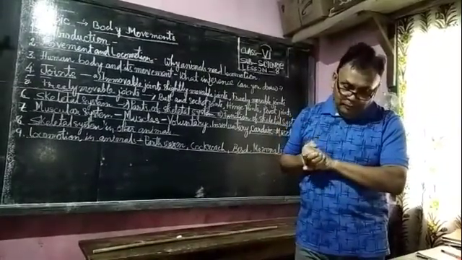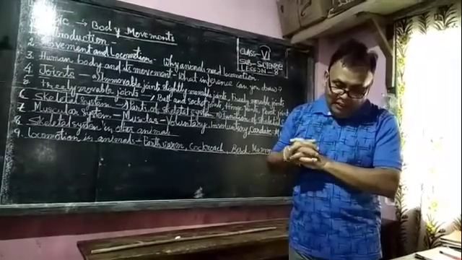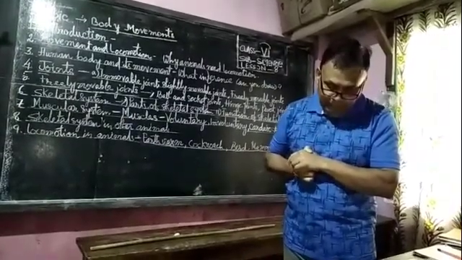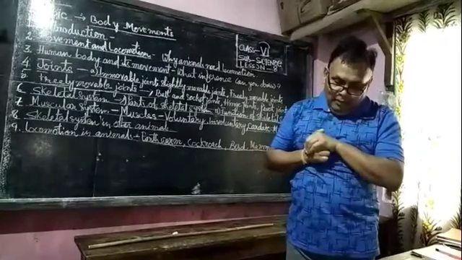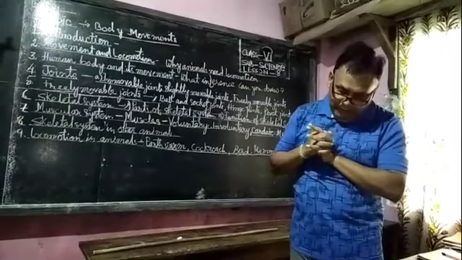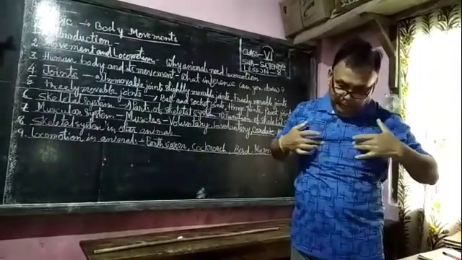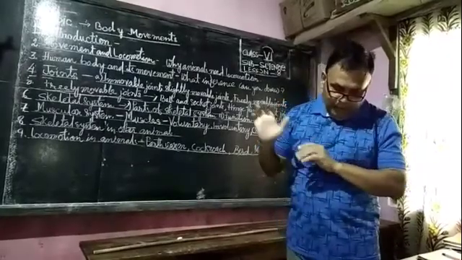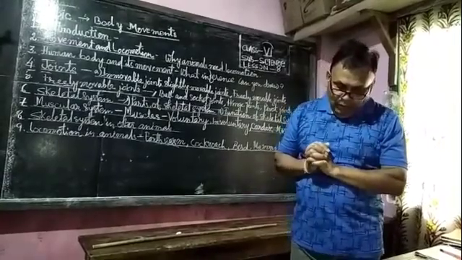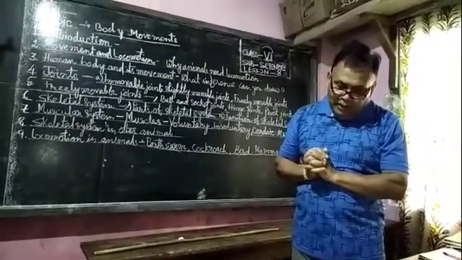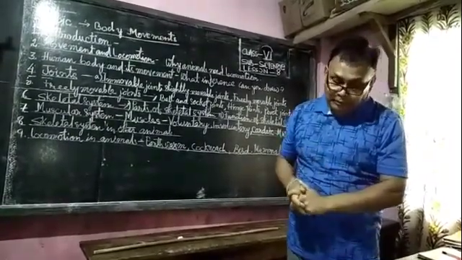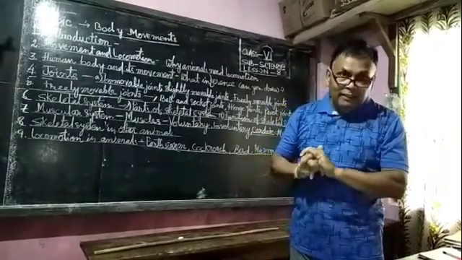Bones are hard and are present in the skull, the backbone or spine, which is the vertebral column consisting of vertebrae, the chest as ribs, and the limbs. In all, there are about 206 bones in the human body. Now see the skeletal system.